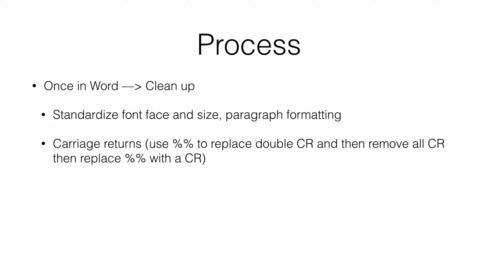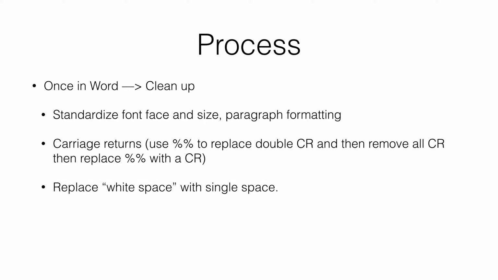Second of all is how to deal with carriage returns. If you'll remember in the samples that I showed you, some of them have a carriage return at the end of each line, and at the end of each paragraph two carriage returns. An easy way to fix this is to put %% as a replacement for a double carriage return, and then go back and remove all the carriage returns by doing the replace, find carriage return, replace with nothing, and then go back and replace the %% with a carriage return. That way you just get a carriage return at the end of each paragraph.